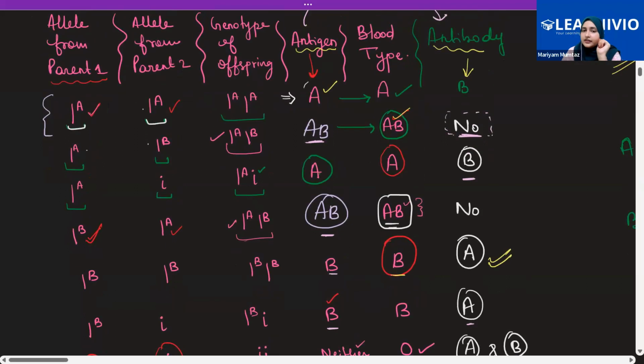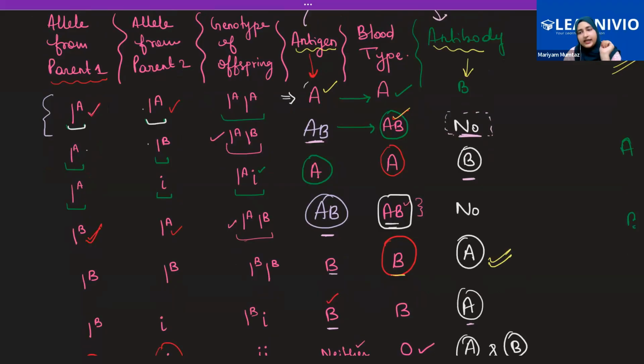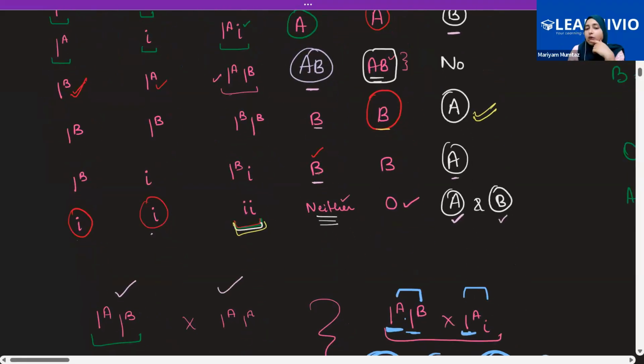Now, if the surface of the RBCs has both antigens A and B, then the blood group will be AB. But here comes the catch. They do not synthesize any antibody. Why? Because imagine it like this. If they synthesize A antibody, it will attack itself because it has A in it. If it makes B antibody, it will attack itself because it has B in the blood also. So the people with AB blood group do not have any antibodies against any blood group.